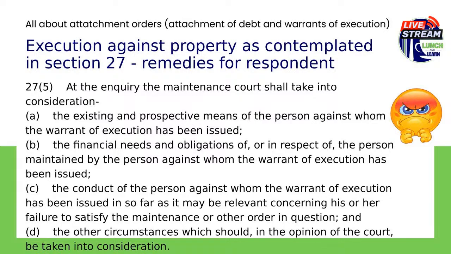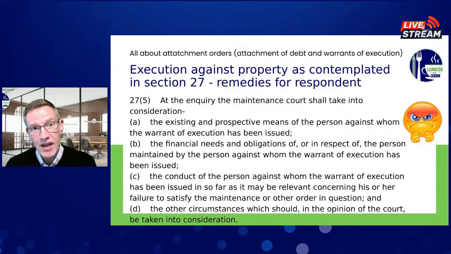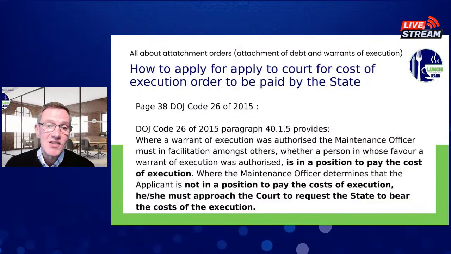What is his income? What is his expenses? In respect of the person that needs to be maintained, and also against whom the warrant of execution has been issued. And very strange enough, the court would also look at the conduct of the person against whom the warrant of execution has been issued, in as far as it might be relevant concerning his or her failure to satisfy the maintenance order that is in question, and obviously any other circumstances that the court might deem necessary to have a look at. So the conduct, if the respondent is willfully in arrears and he is just plain, in Afrikaans, they call it harregat, the court would definitely draw an inference on that behavior, and then could use that against the debtor or the respondent when deciding if the warrant of execution should be set aside or not.